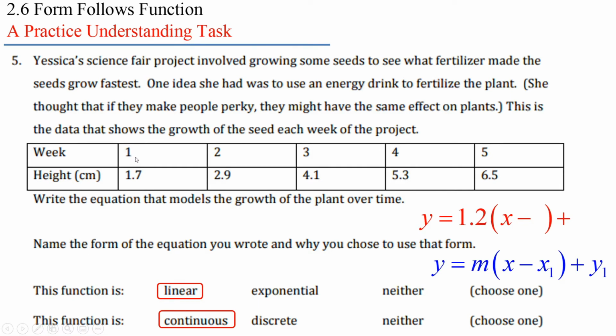My first x is a 1, so see that x sub 1 right there? That's a 1. And my first y is 1.7, so you see that plus y sub 1? It's just going to be plus 1.7. And there's my model right there. This is awesome.